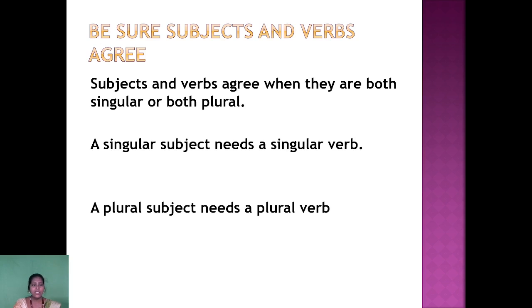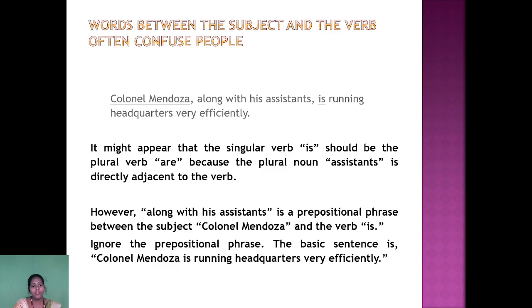So the first thing is a singular subject needs a singular verb and a plural subject needs a plural verb. What is the meaning? A singular subject takes a singular verb. This is a great thing. If the subject is singular, the verb is also considered singular, and if the subject is plural, definitely the verb also comes in the plural form.